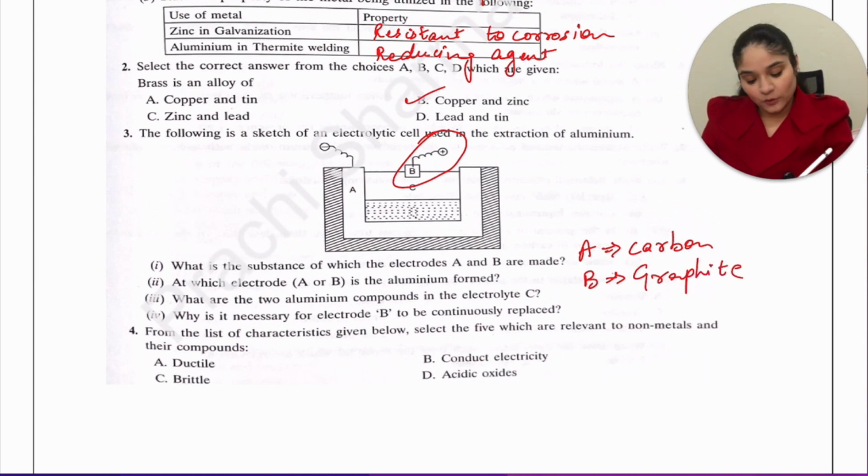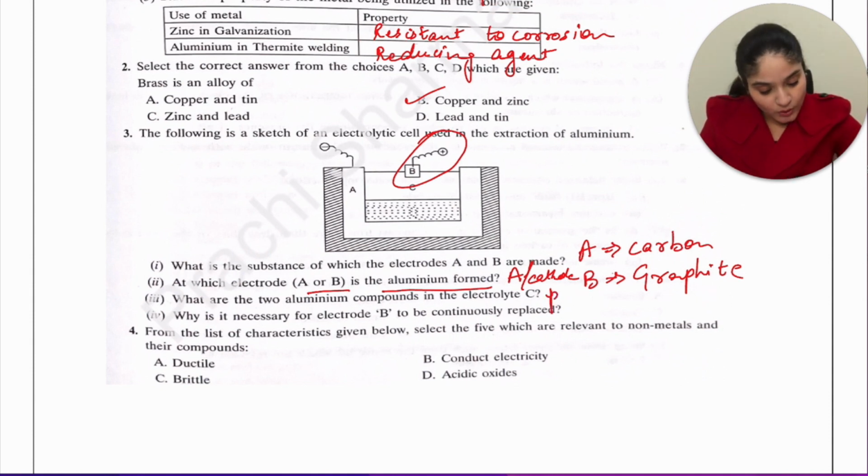At which electrode A or B is aluminium formed? So aluminium is formed at A. Okay. So it is formed at A or cathode, whatever you want to write. What are the two aluminium compounds in the electrolyte C? So in electrolyte C, the two compounds that you have is pure alumina and cryolite.